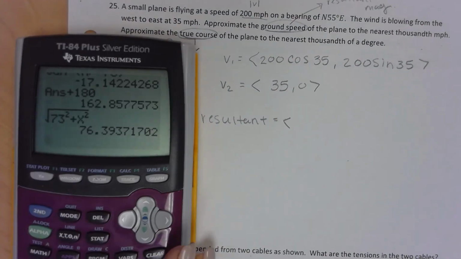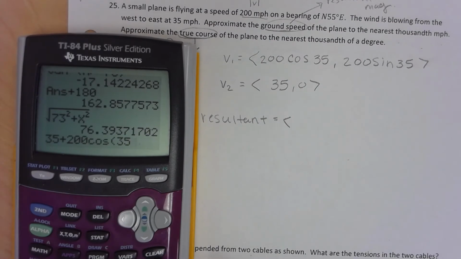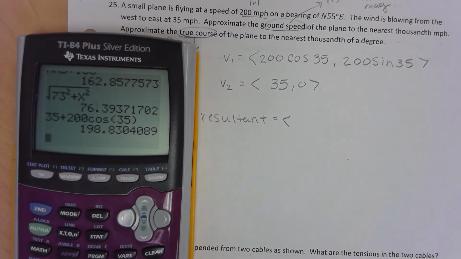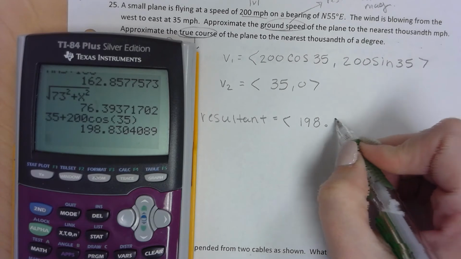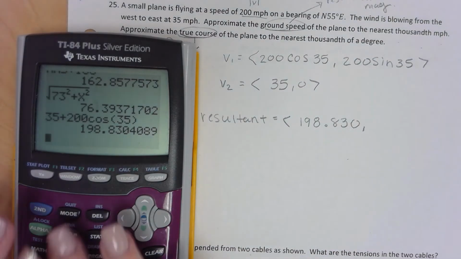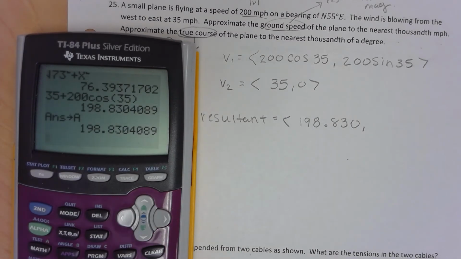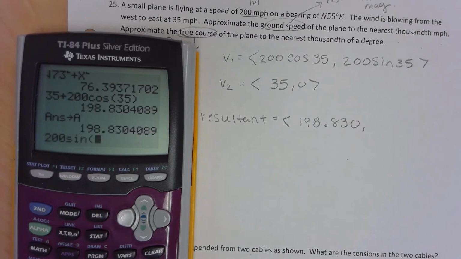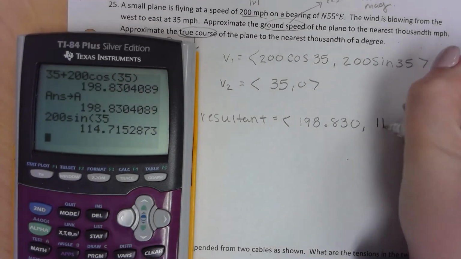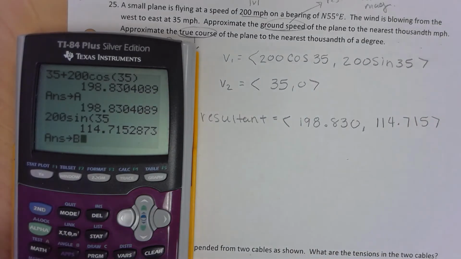which would be 35 plus 200 cosine 35. Which would give us 198.830. We're going to have to do some math with this number, so I'm going to store this as A. Then we have 0 plus 200 sine 35. So 200 sine 35 would give us 114.715, and I'm going to store that as B.